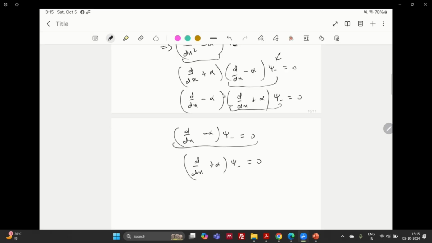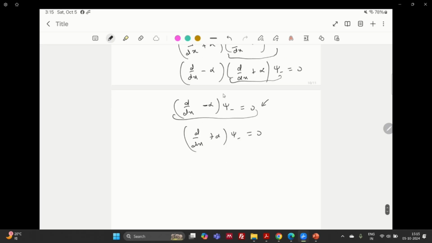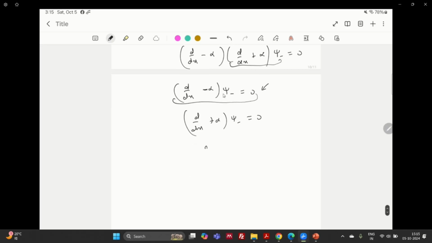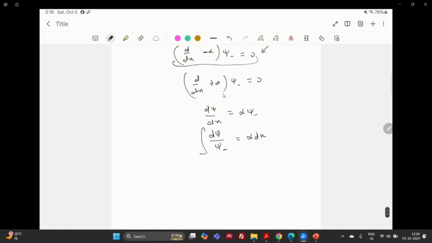What is the solution of this? Can you tell me? What is the solution of this first order differential equation? So d psi by dx equal to alpha psi minus. So what do you get? d psi by psi minus equal to alpha dx. Integrate both sides, right? What do you get? ln of psi minus equal to alpha times x, plus some constant, say c naught.